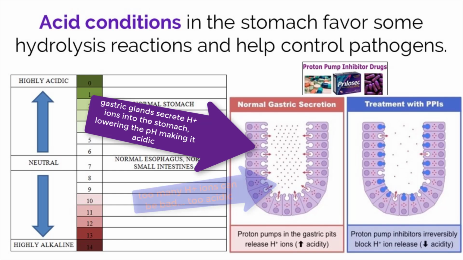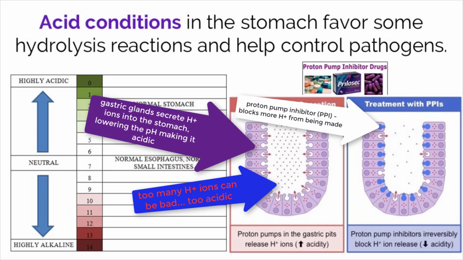Some people have problems with their gastric glands secreting too many hydrogen ions out of their proton pumps. This makes the inside of the stomach very acidic, and possibly too acidic to the point where it can be damaging. If this is an issue, doctors can prescribe this patient with proton pump inhibitor drugs, also called PPIs, that bind to the proton pumps and therefore block the creation of hydrogen ions. This will make the patient's stomach less acidic, bringing the pH up to a normal, non-damaging level.